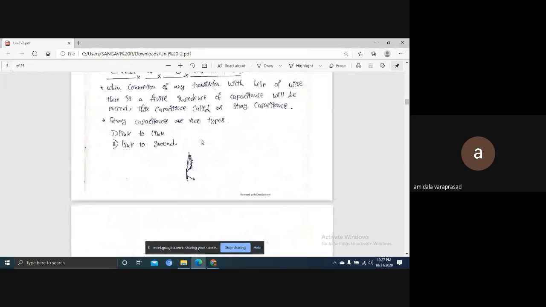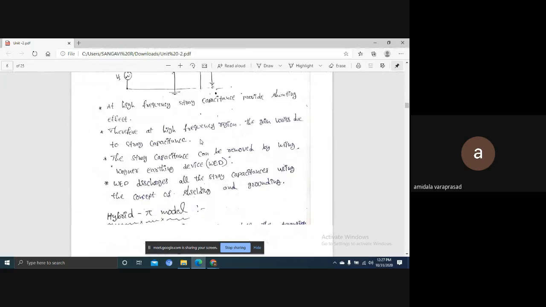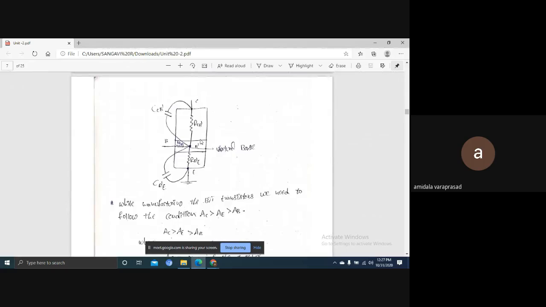How we are going to draw the hybrid pi model, I will tell. Okay, we know that this is a transistor. A transistor has three terminals: emitter, base, collector.